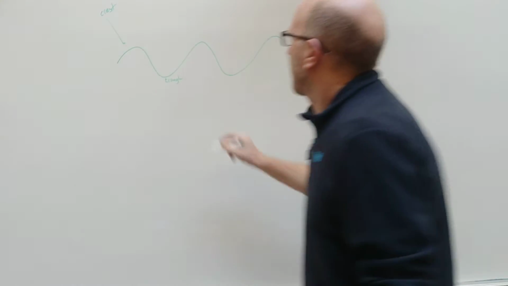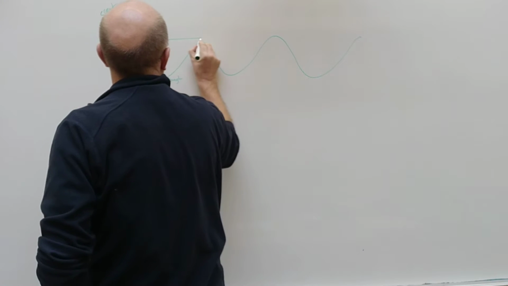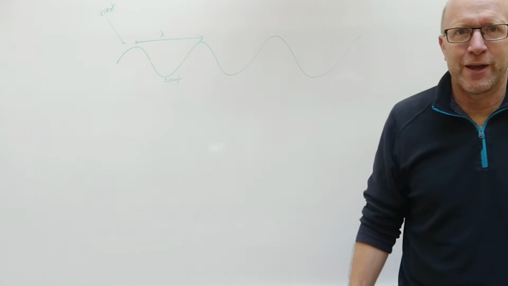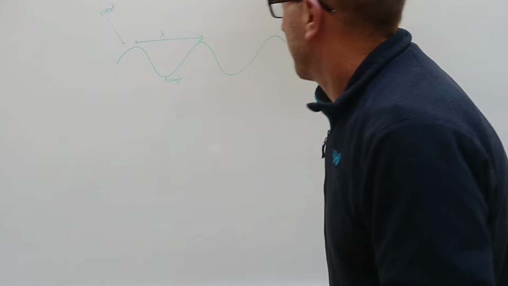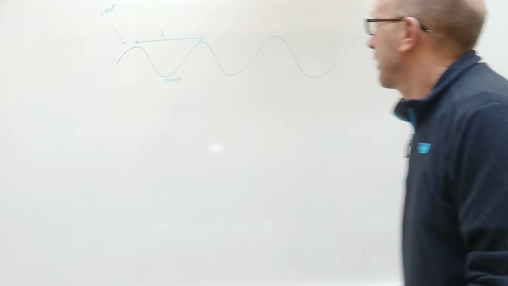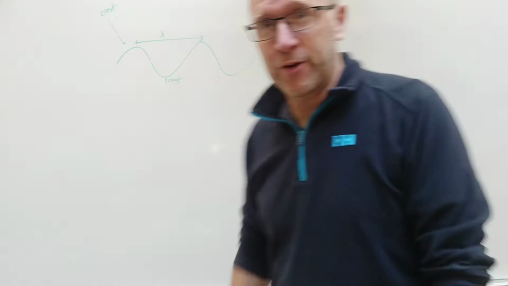And the distance from one crest to the next crest, or indeed the distance from one trough to the next trough, is called the wavelength. That's when it starts repeating itself, the period. So the wavelength is the distance from crest to crest.